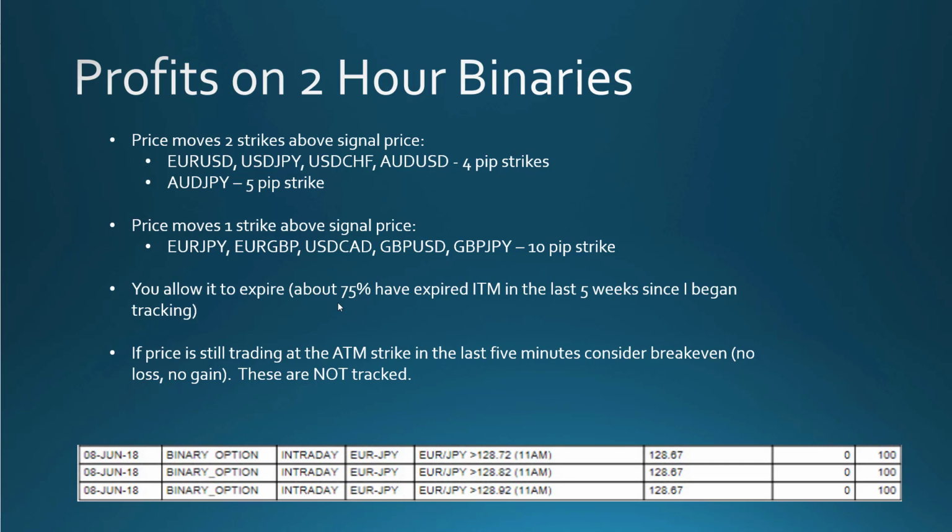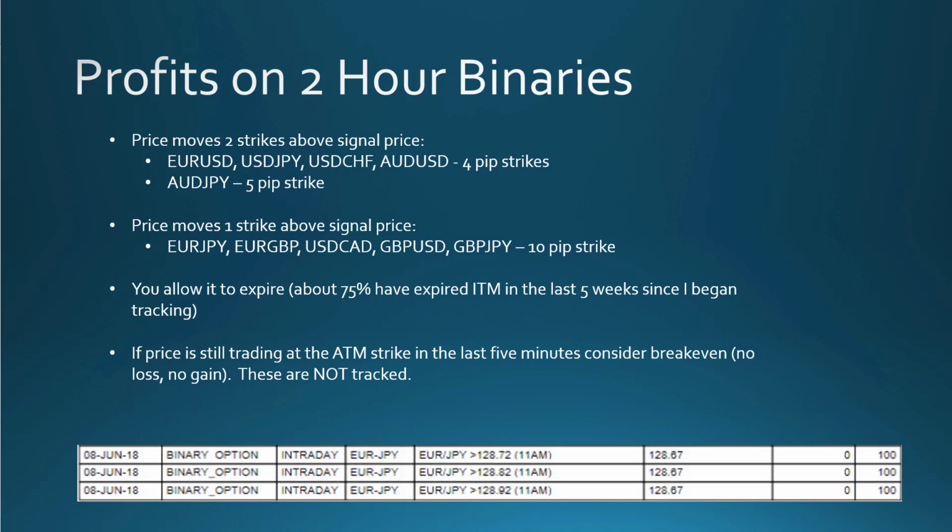Now, if price moves 1 strike above your signal price, then you would exit on the Euro yen, Euro British pound, US CAD, British pound dollar, British pound yen, okay? Or you can allow it to expire. The last 5 weeks of measuring the signals, 75% of them have expired in the money. So which strategy you use is up to you.